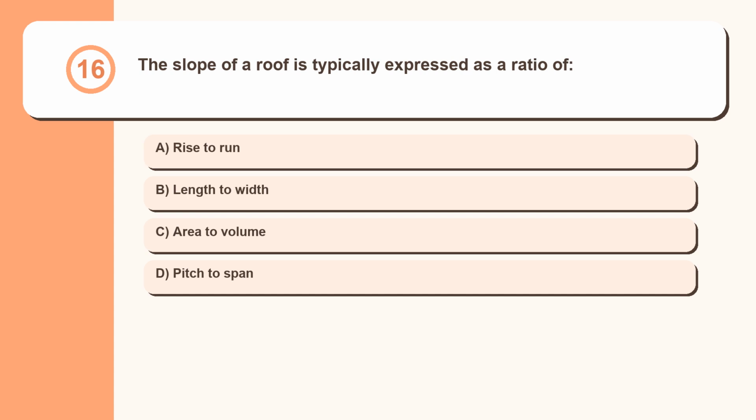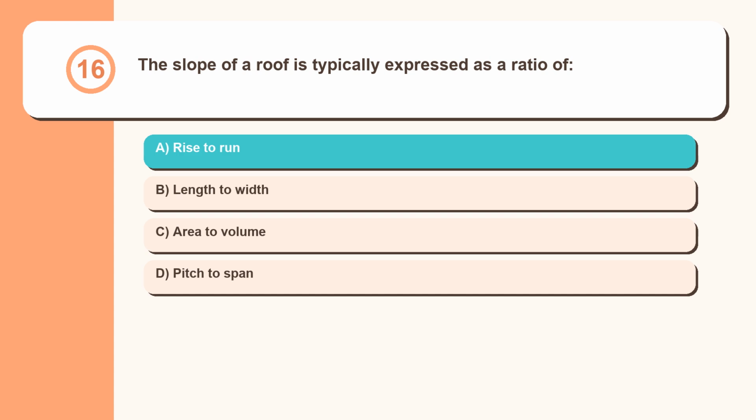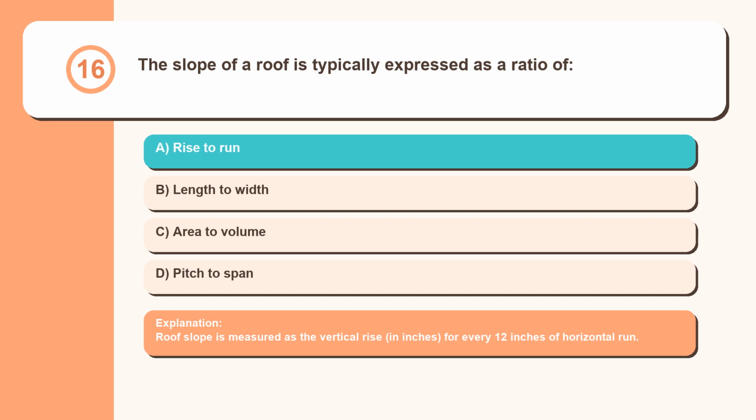Question 16. The slope of a roof is typically expressed as a ratio of rise to run, length to width, area to volume, pitch to span. Roof slope is measured as the vertical rise, in inches, for every 12 inches of horizontal run.